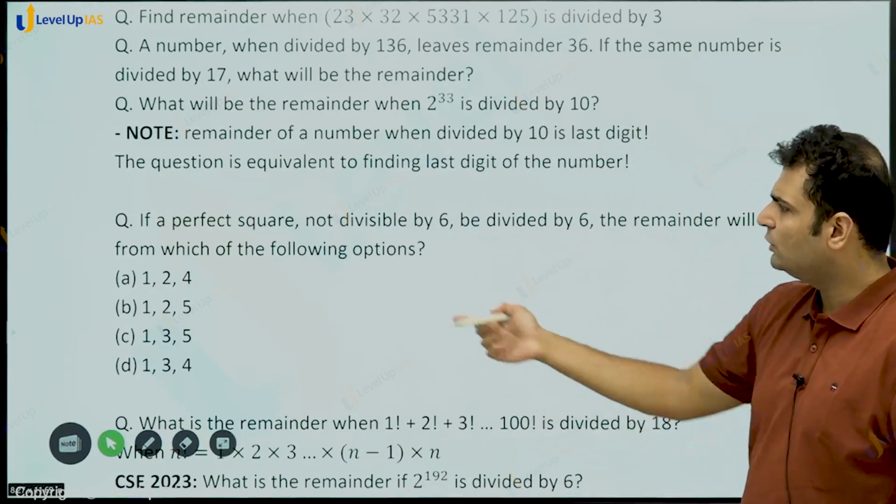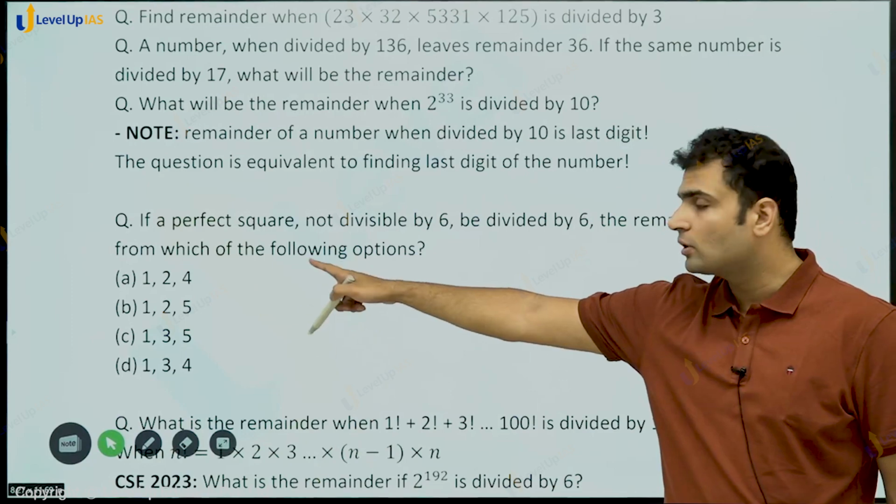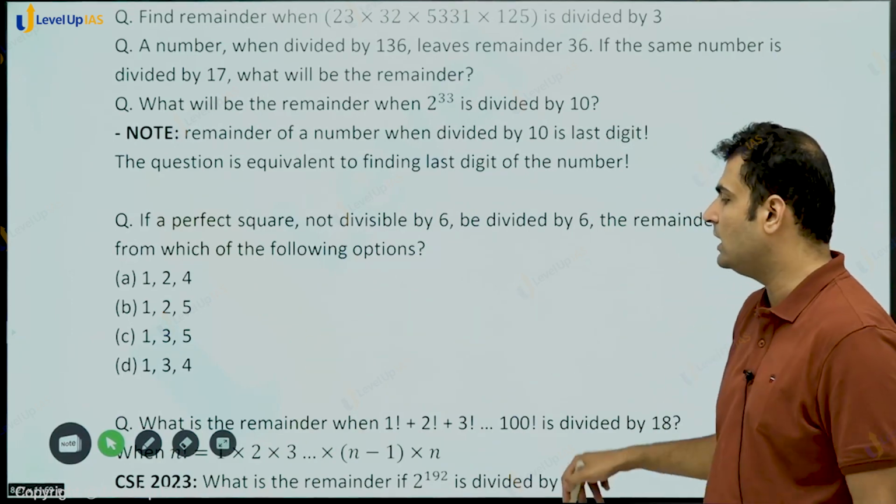Again, this is the question. You can solve it by options. इसलिए यहाँ पे दिया है because you should, if the options are concrete, आपको options से भी solve करना आना चाहिए.